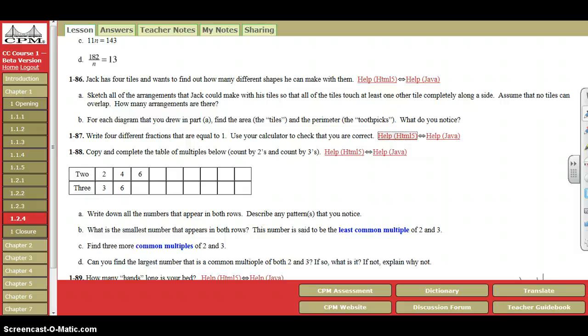For 188, the last one I plan to go through, we're going to go through A, B, and C, right down here. First thing that you're going to want to do is copy and complete this table below, okay? You can see that for the first row, you are counting by 2s. 2, 4, 6, 8, 10, 12, 14, 16, 18. And on the bottom row, you're going to count by 3s. 3, 6, 9.